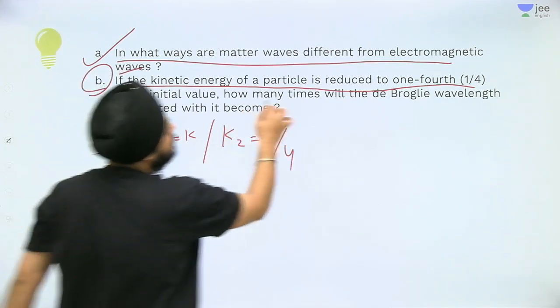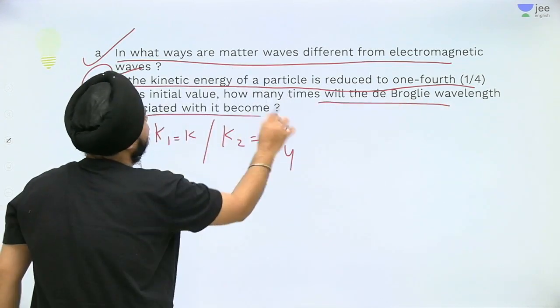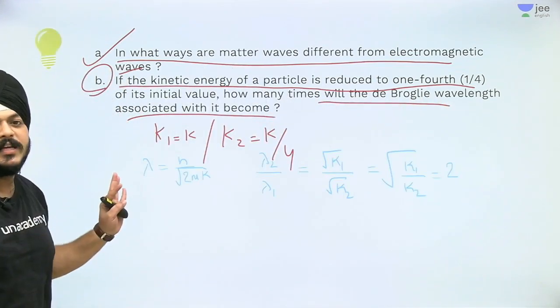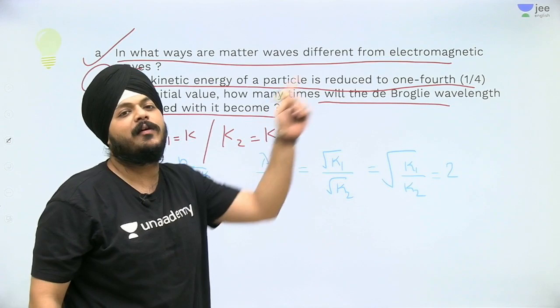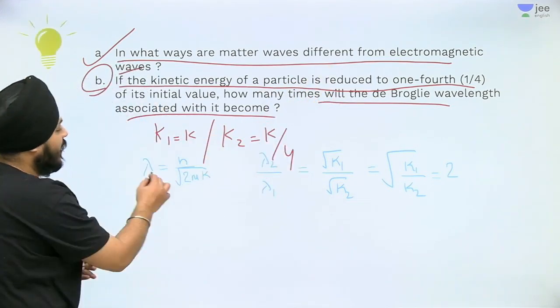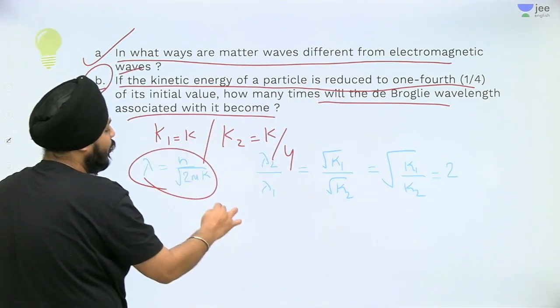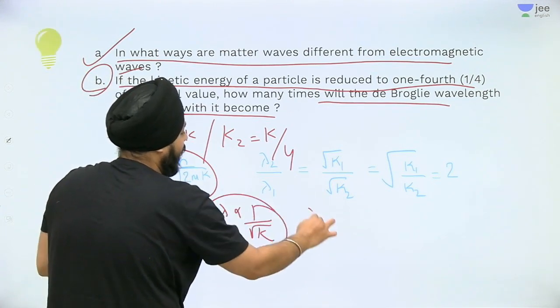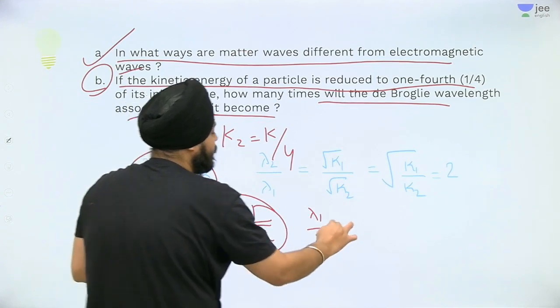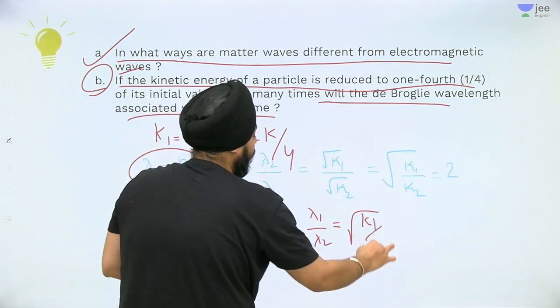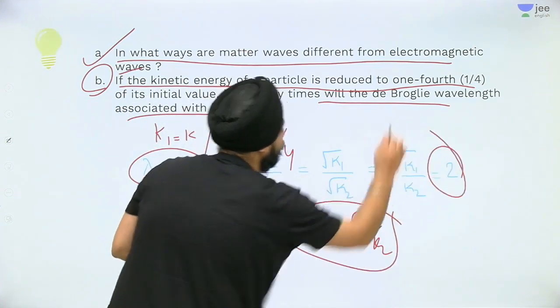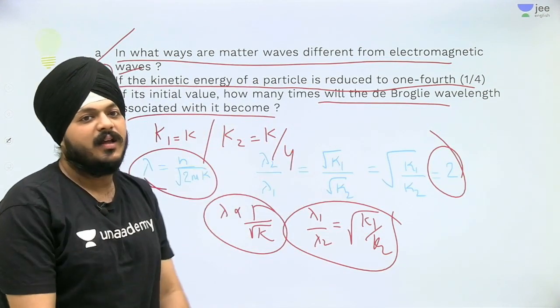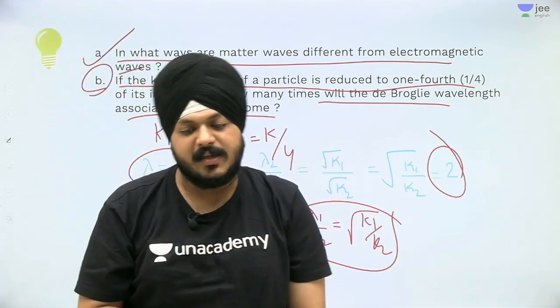Then how many times will the de Broglie wavelength associated with it become? Very simple explanation. What is the relation between the de Broglie wavelength and the kinetic energy? We have lambda equal to h by under root of 2mK. So lambda is inversely proportional to under root of K, right? So lambda1 by lambda2 is equal to under root of K2 by K1. So that would be our answer, 2. Very simple explanation, right?